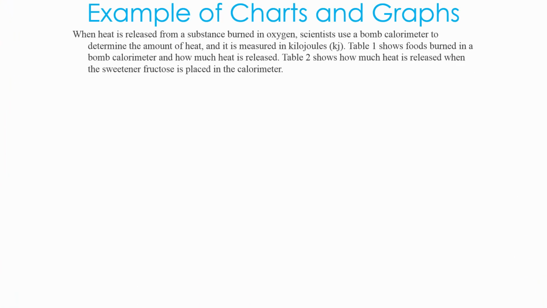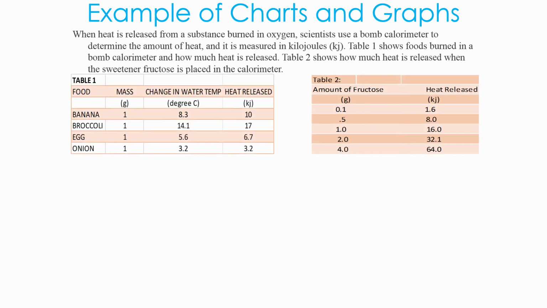Okay, let's see some examples. Here's an example of charts and graphs. When heat is released from a substance burned in oxygen, scientists use a bomb calorimeter to determine the amount of heat. It's measured in kilojoules, which is abbreviated kJ. Table 1 shows foods burned in a bomb calorimeter and how much heat is released. Table 2 shows how much heat is released when the sweetener fructose is placed in the calorimeter.